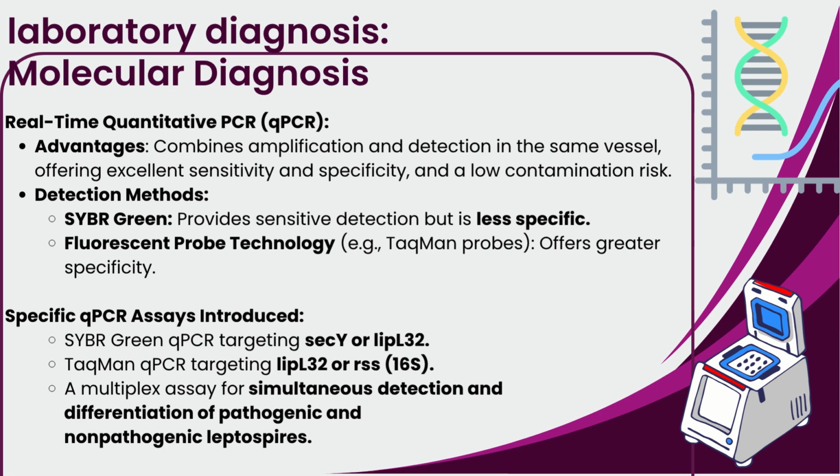Now let's talk about detection methods. We primarily use two techniques. We have SYBR Green and fluorescent probe technology, the TaqMan probes, which offer greater specificity. SYBR Green is highly sensitive, but less specific than TaqMan. So we've introduced specific qPCR assays tailored for different targets. For example, SYBR Green quantitative PCR targets genes like SecY or LipL32, and TaqMan qPCR targets LipL32 or rrs 16S.